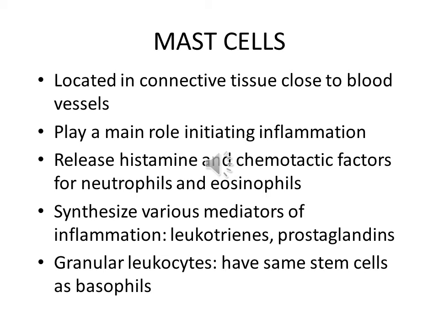Neutrophil chemotactic factor and eosinophil chemotactic factor are also released from mast cells, and these chemicals attract neutrophils and eosinophils to the area. Mast cells will synthesize various mediators of inflammation, such as leukotrienes, prostaglandins, and platelet activating factor. Leukotrienes cause the contraction of smooth muscle and increase the permeability of the blood vessels. Prostaglandins will also cause increased vascular permeability and smooth muscle contraction. And maybe you remember that prostaglandins can be inhibited by aspirin and other NSAIDs.